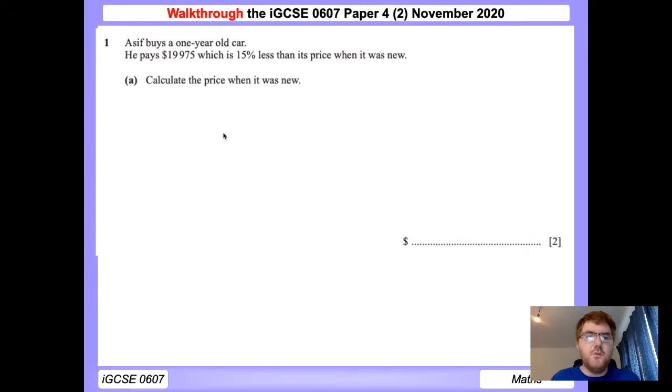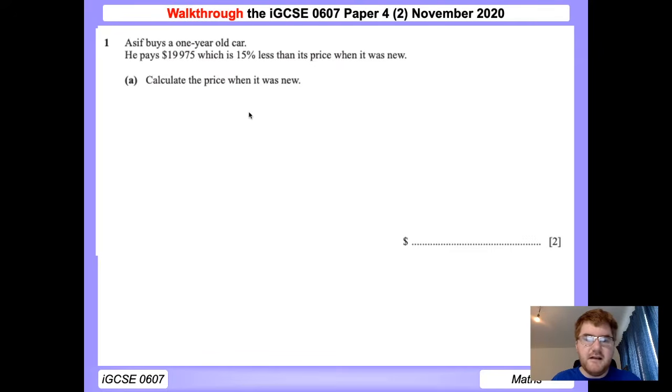And my number 5 is percentage calculations. Now this generally appears near the start of a paper, so it goes through things like compound interest, simple interest, and working between them, as well as some reverse percentage change. Right, question 1. So Asif buys a 1-year-old car. He pays $19,975, which is 15% less than its price when it was new. Calculate the price when it was new.